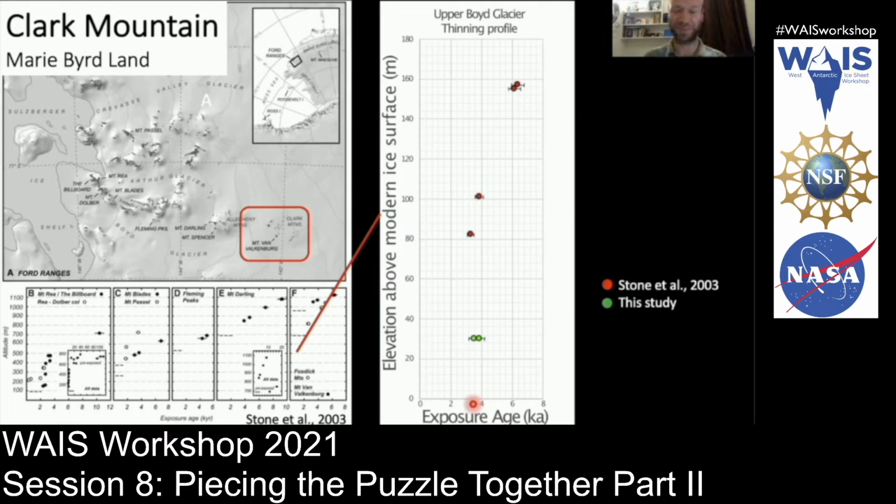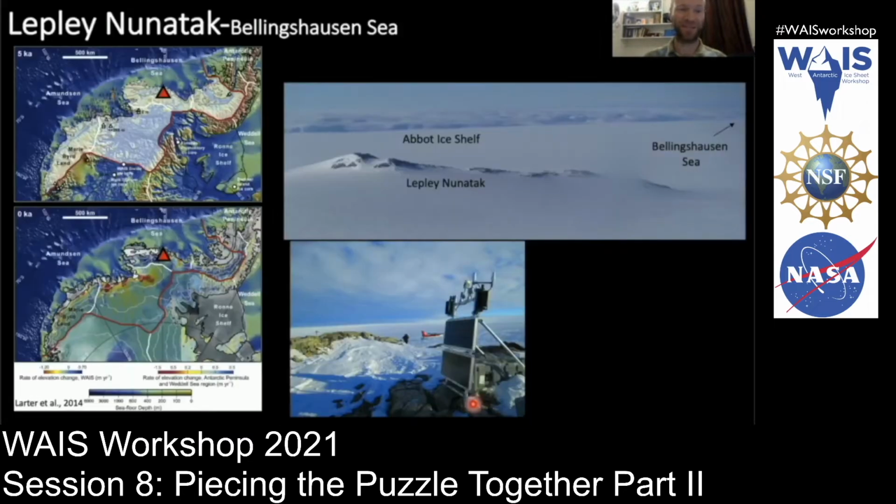So pretty exciting. And so another exciting example that provides a proof of concept for us, YZ Lepley Nunatak in the Bellingshausen Sea sector. So here the ice history is essentially unconstrained. The helpful reconstruction from the RAISed consortium is dominated by onshore and offshore data in the Amundsen Sea sector, as well as a few sparse data in the offshore as you get over to the peninsula.